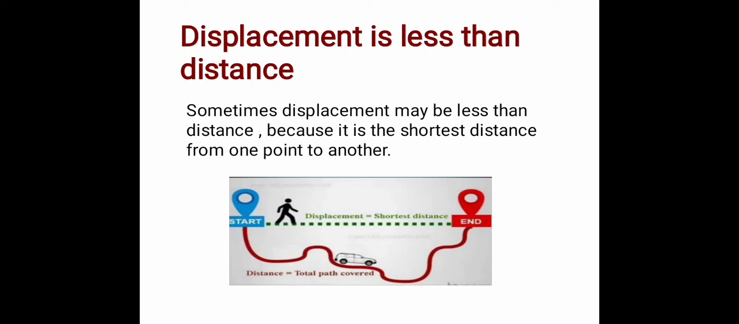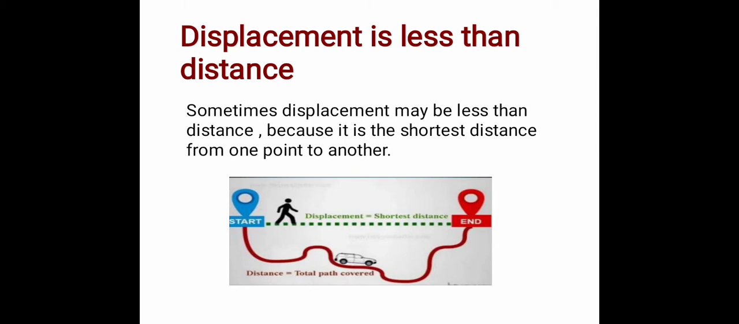Now, which path is larger? You can easily understand that the red color path is larger. That is, it is greater than the green color path. So, distance is larger and displacement is lesser.